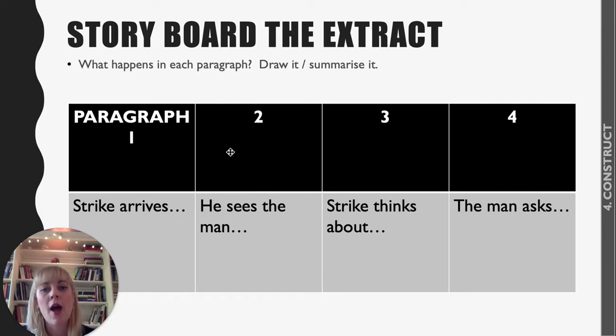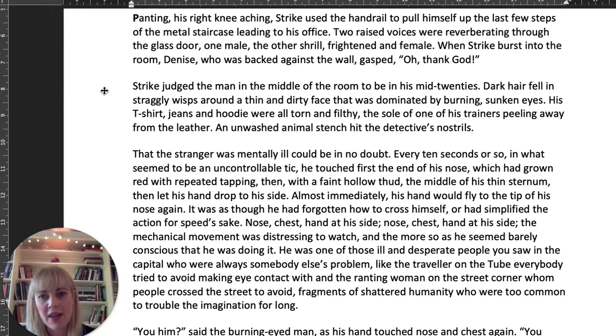So, paragraph 2. We know that the sentence starter I gave you was he sees the man. When I say he, I am referring to Strike. So Strike sees a man. We're now going to have a look at that extract and talk through what you could have said to finish that. Okay, so one of the things that you could have said to finish that was he sees the man who appears to be in his mid-20s in the middle of the room.